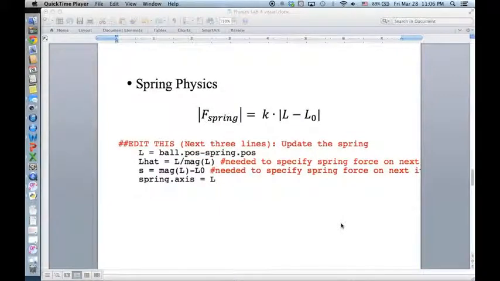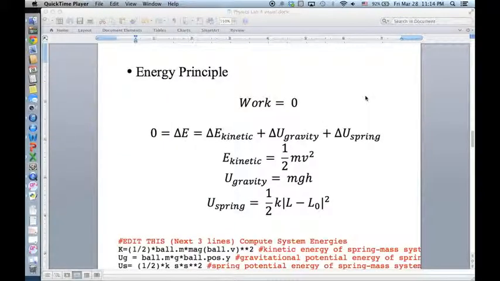Next, we have to implement spring physics since we are using a spring. The force exerted by the spring is measured by some spring constant multiplied by the difference from the relaxed length of the spring. In our code, we have to constantly update the ever-changing length and direction of the spring force. Before, we saw the initial state calculated, and this block updates those values in our while loop. Next, we cover the energy principle.